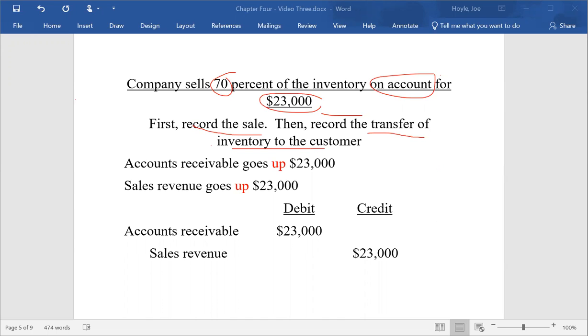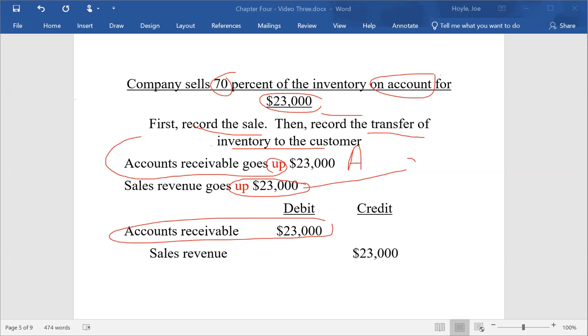Now, in a later chapter, we will learn an alternative for this. But here today in this early chapter, this is fine. They made a sale, you record that, and then they transferred the inventory to the customer, so you record that also. Let's do the sale first. Accounts receivable goes up by $23,000. That's an asset. That's recorded as a debit. Sales revenue goes up. Revenue is a source of your net assets. It goes up with a credit balance, and so that shows that.